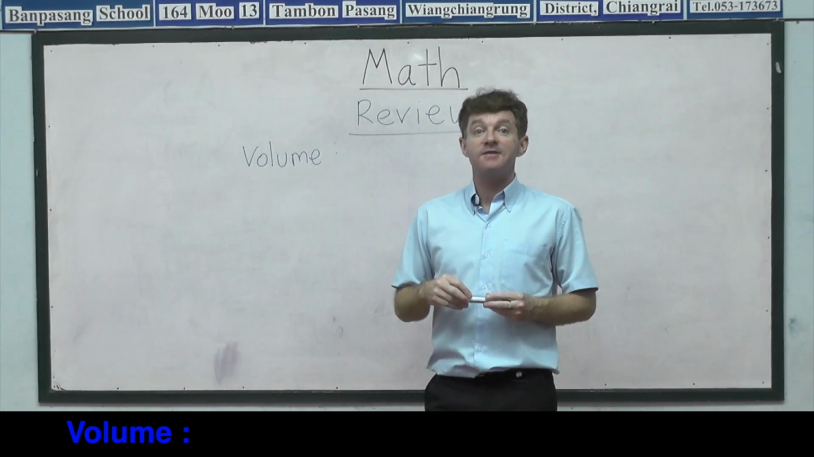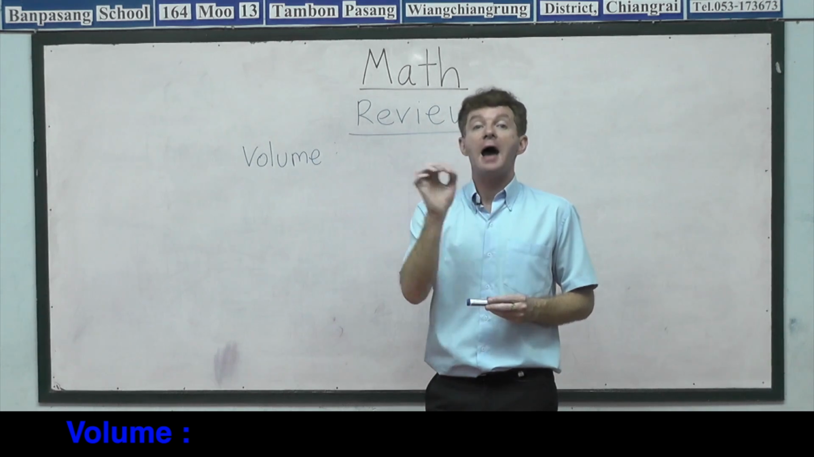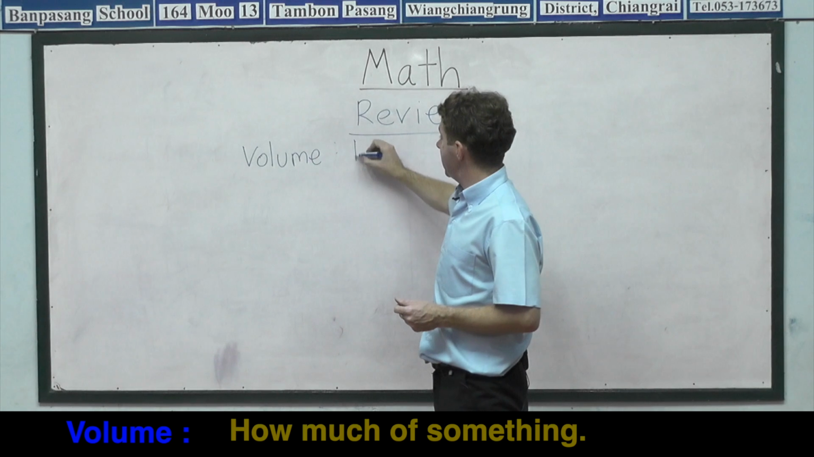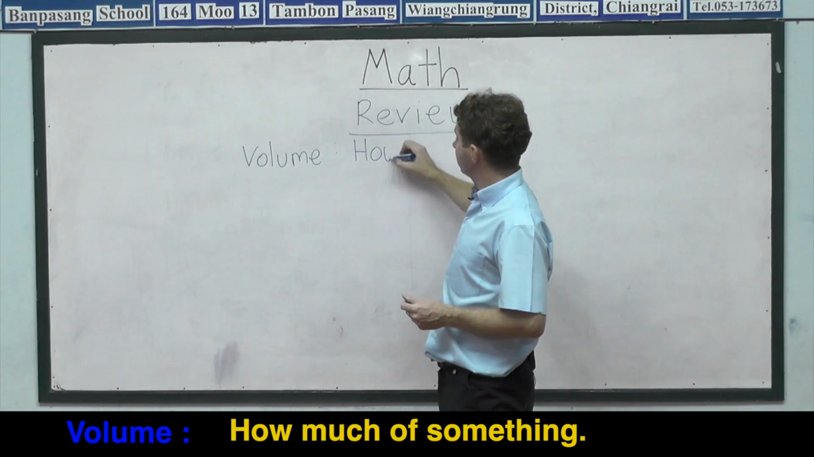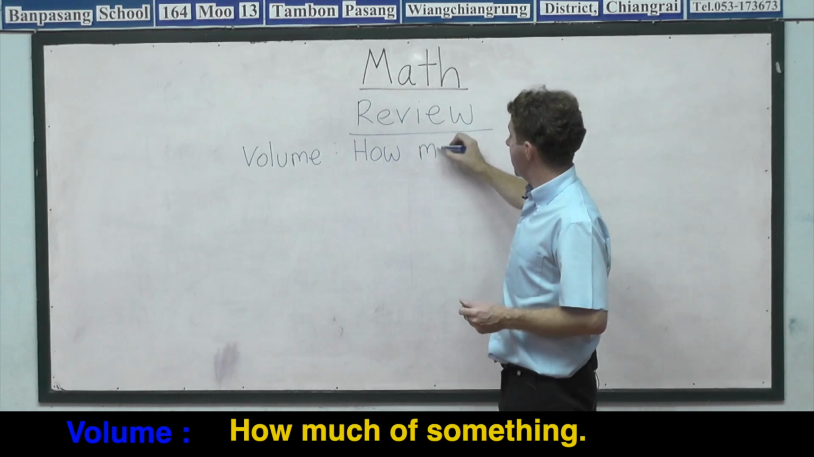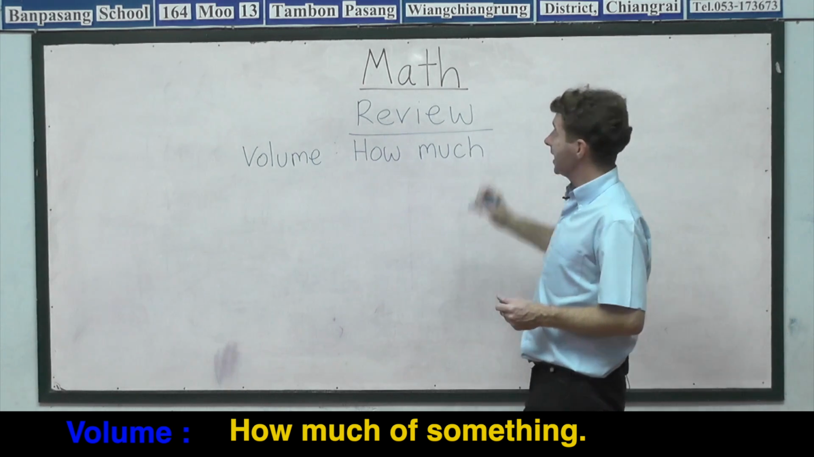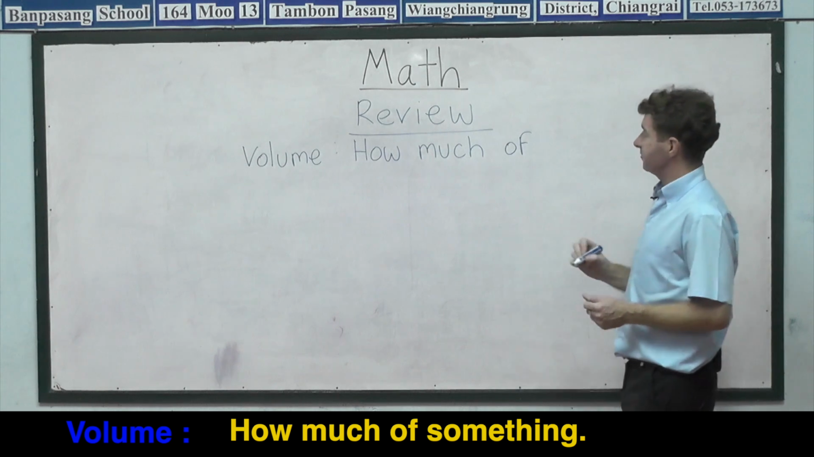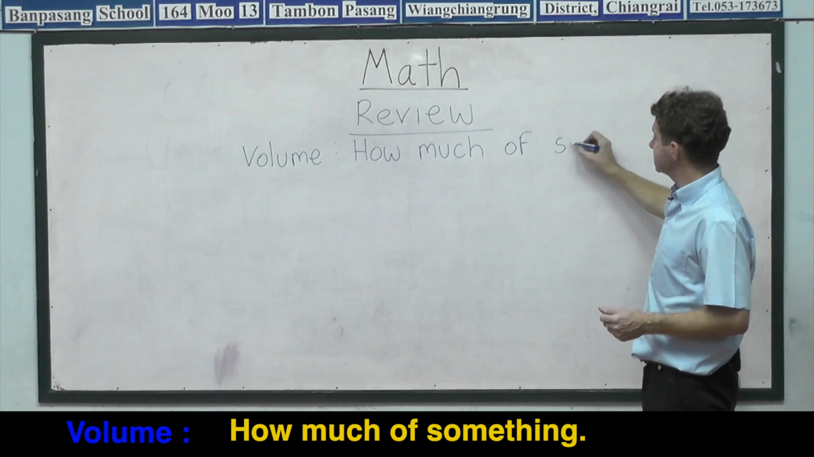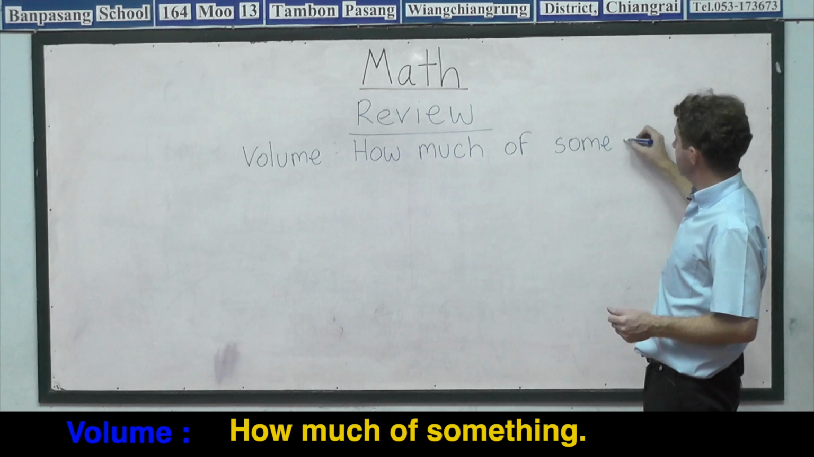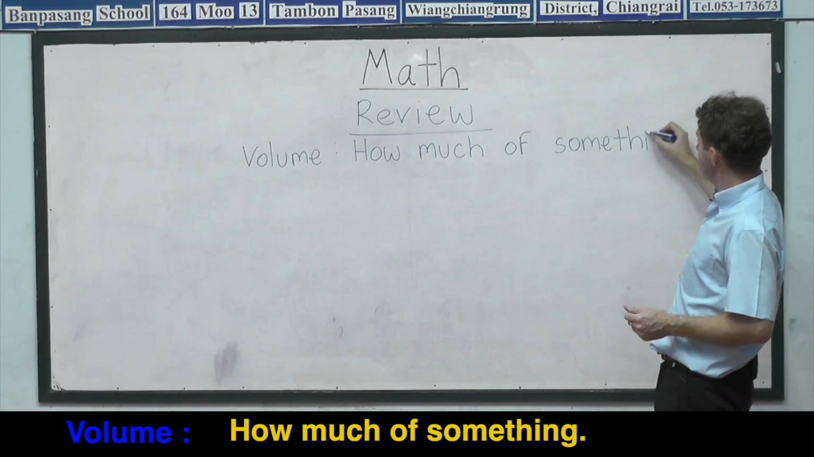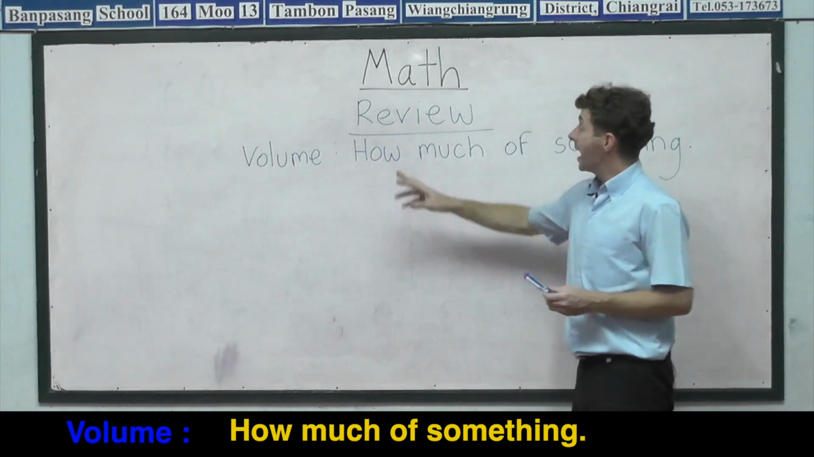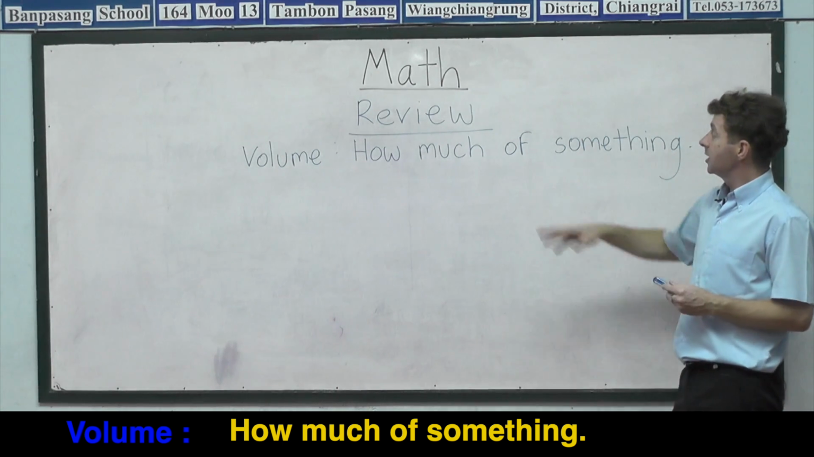That's very good. It is the amount or how much of something. How we spell H-O-W. Much, M-U-C-H. Of, O-F. And something, S-O-M-E-T-H-I-N-G. Volume. How much of something?